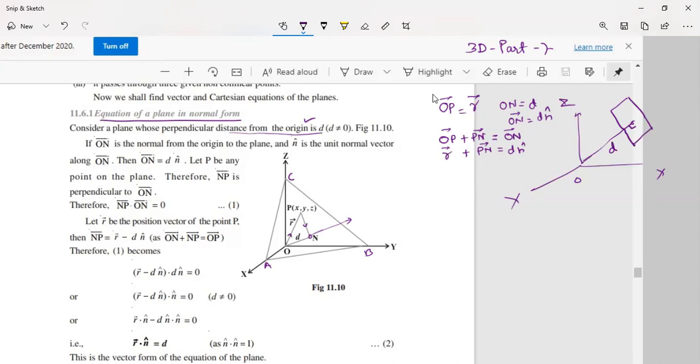In order to find the equation of a plane, we always take a point P whose coordinates are x, y, z. Any point x, y, z we should take on the plane to make its equation. And then OP is a general vector. Okay, Sharik? Understood? Okay, very good.